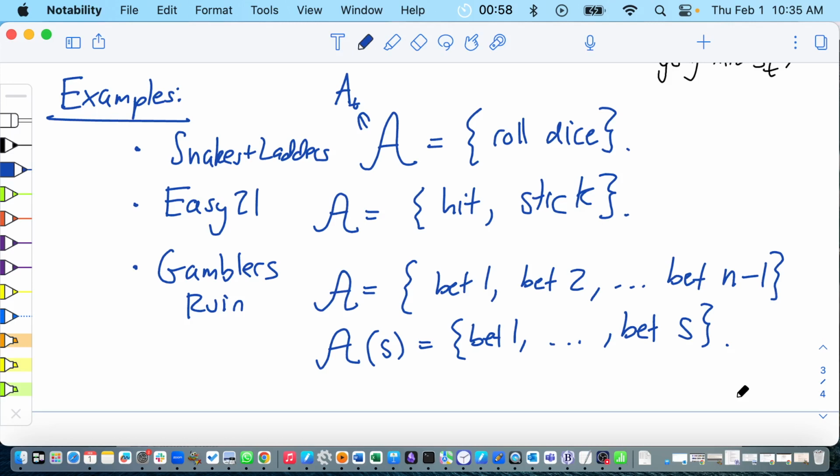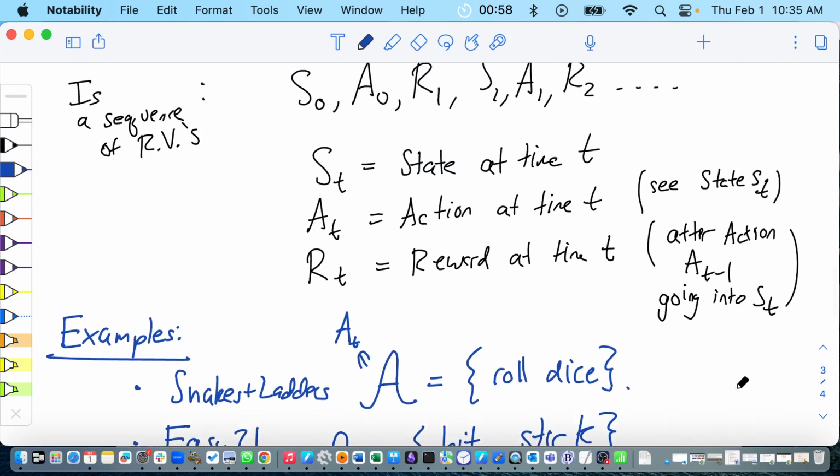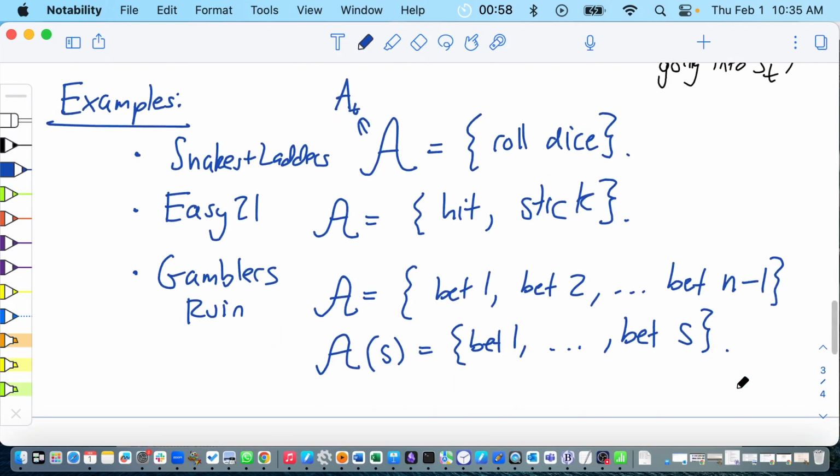You've seen Easy 21 and Gambler's Ruin in the lab, which are real examples. I'm going to give more details in a minute, but if you understand at a high level what's going on, it's easy to fill in the details. If I give you the details first and you have no idea what's going on, it just seems like mumbo jumbo. So please let me know, does it vaguely make sense?